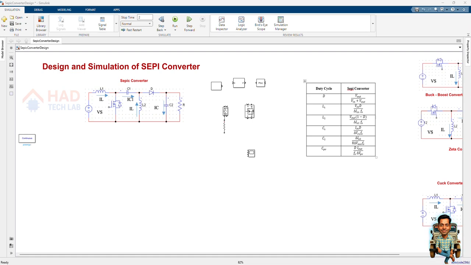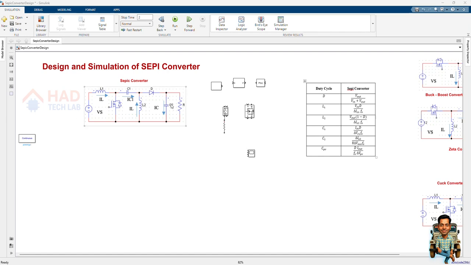Today we are going to learn design and simulation of SEPIC converter in MATLAB Simulink. Before going to the simulation, let's first understand what is a SEPIC converter. SEPIC stands for single-ended primary inductor converter. It is a type of DC-DC converter used to step up or step down the voltage from a DC source such as a PV, battery or any variable DC supply.